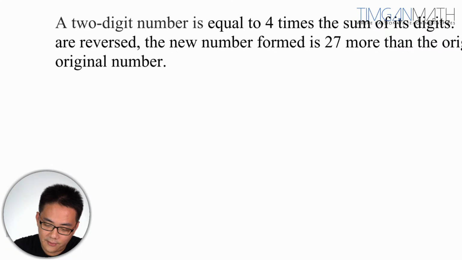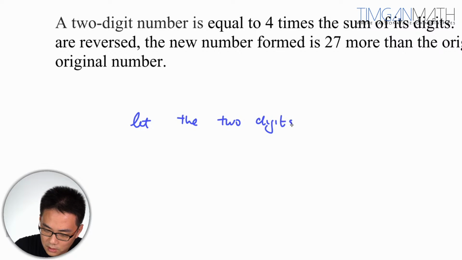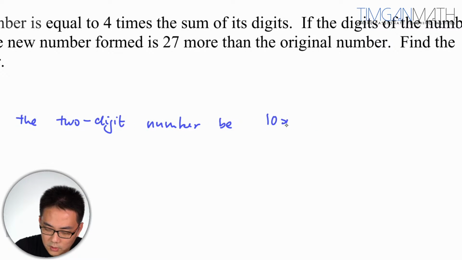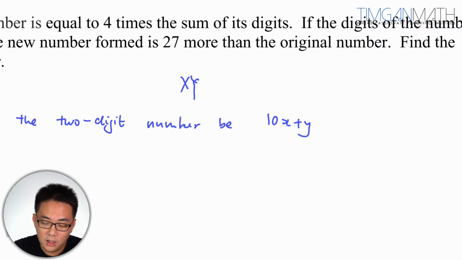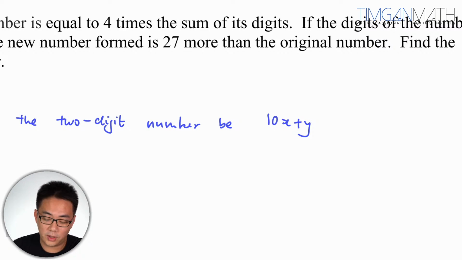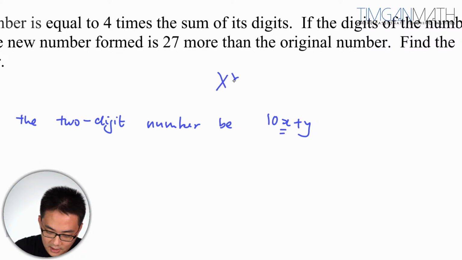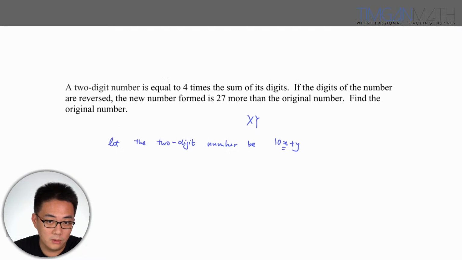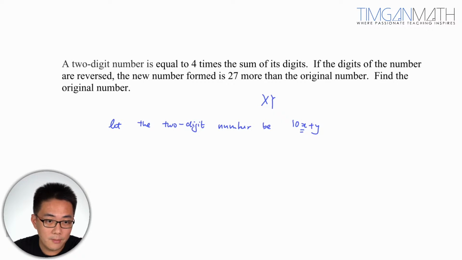So we just let the two-digit number be 10x plus y. Okay, so in your head, you should know that this number looks like something like xy. I refrain from writing x times y because xy like that means x multiplied with y, but it's not. What I'm trying to say is the first digit is x, the second digit is y. So I use capital X and Y to represent that. So now we got our number here, XY.